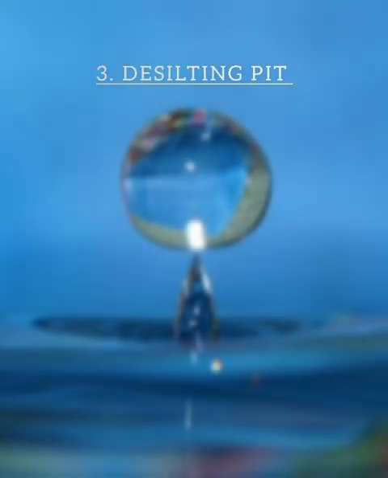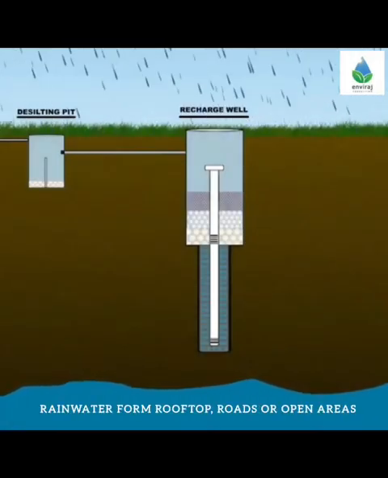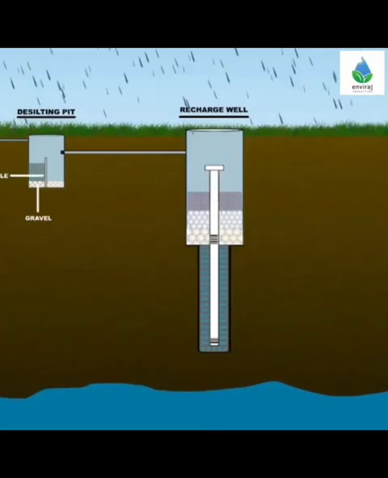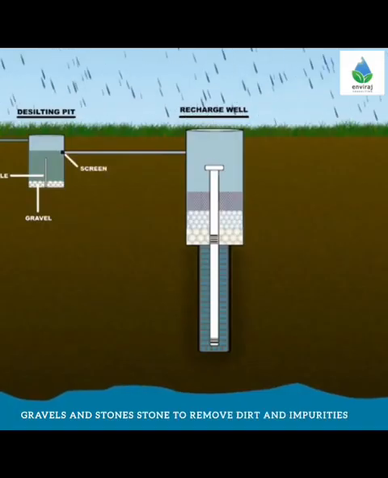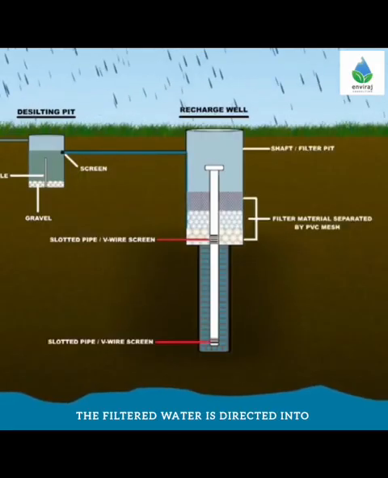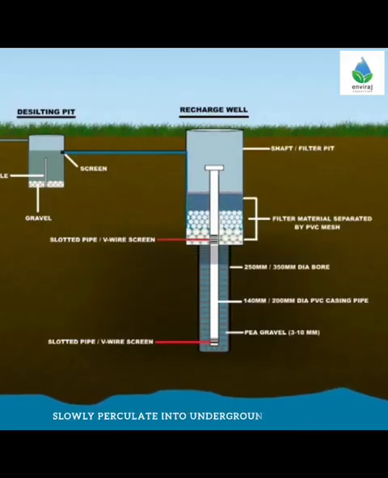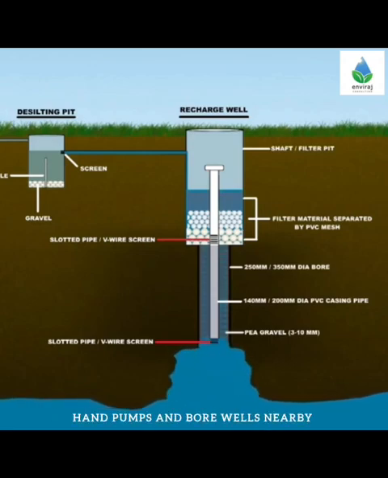Method 3. Desilting pit. How does it work? Collection of rainwater. Rainwater from rooftops, roads or open areas is collected using pipes or channels. Filtration. The water passes through the layers of sand, gravel and stones to remove dirt and impurities. Recharge well. The filtered water is directed into a recharge well, which allows it to slowly percolate into underground aquifers. Groundwater recharge. This increases the water level in the wells, hand pumps and bore wells nearby.